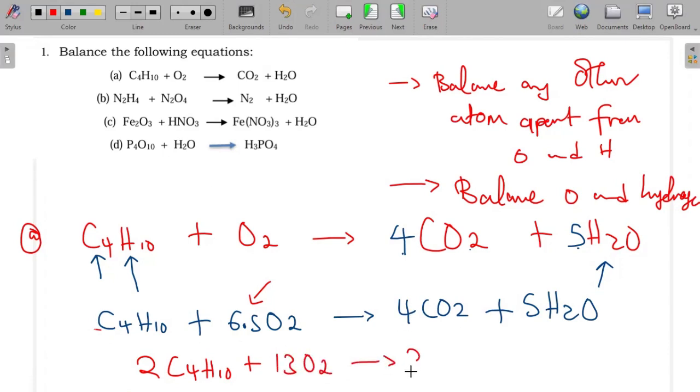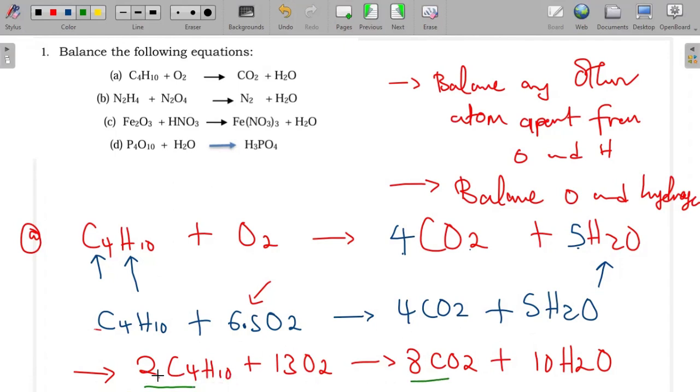And this gives me 8CO2 plus 10H2O. Okay, so now this equation that I've written here is balanced. You can confirm we have 8 carbons there, 2 multiplied by 4. In here we have 8 carbons.